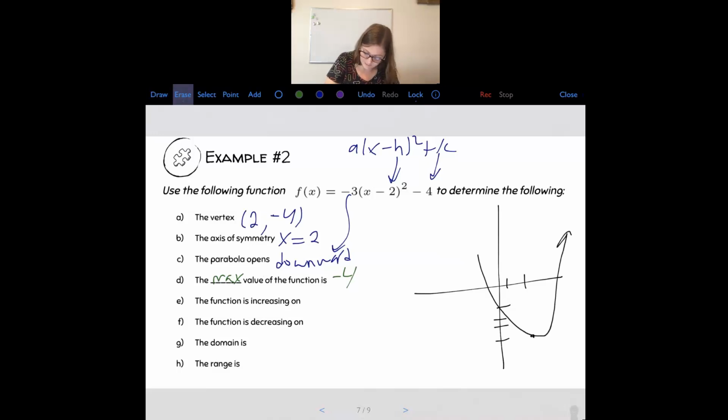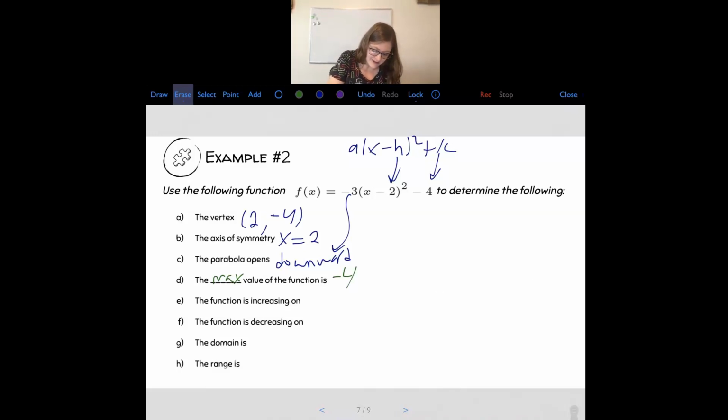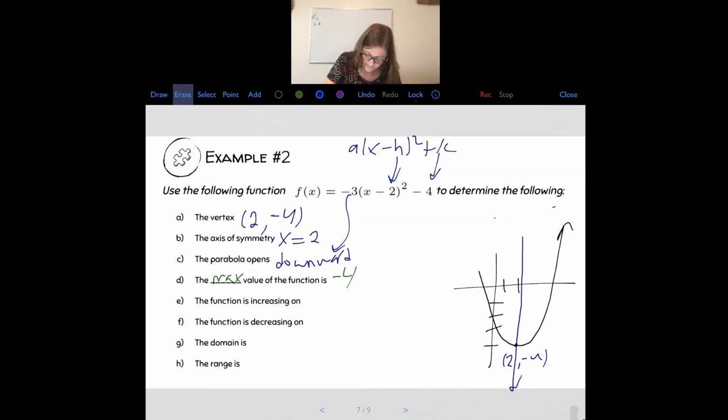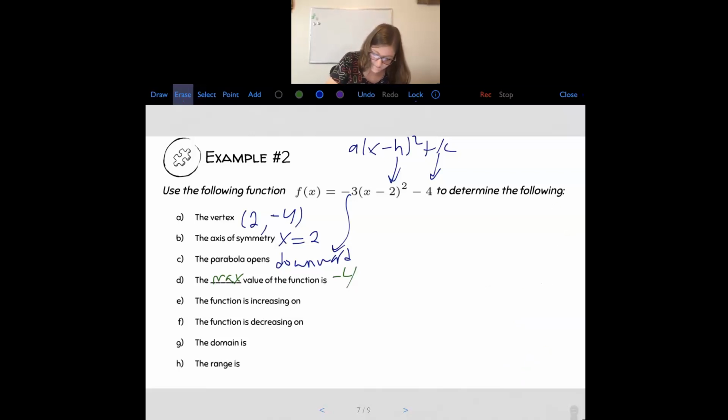Oops, kind of butchered that one. Let me start over. My iPad is at an angle, so let me see. Okay, so here's my vertex, 2, negative 4. The axis of symmetry goes right through, so that's why this is the equation, x equals 2. Oh, it should open downward. Hold on. Third time's a charm.